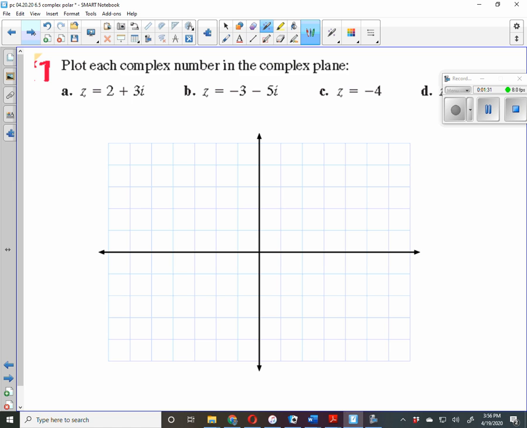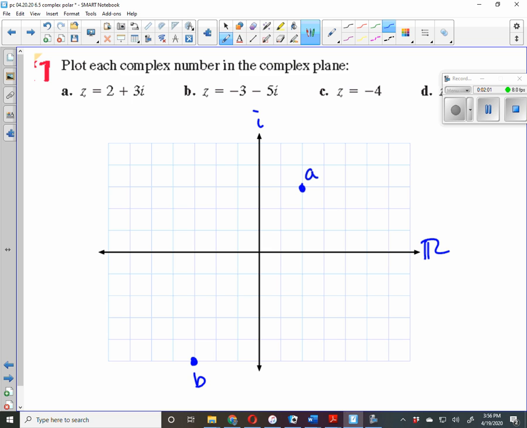All right, so start with, they said plot this. So this is just a review of what you already know. If I were to plot these, remember this is your real, this is your imaginary axis. So 2 plus 3i goes over 2, up 3, that's A. B, negative 3, down 5, down here, that's B.